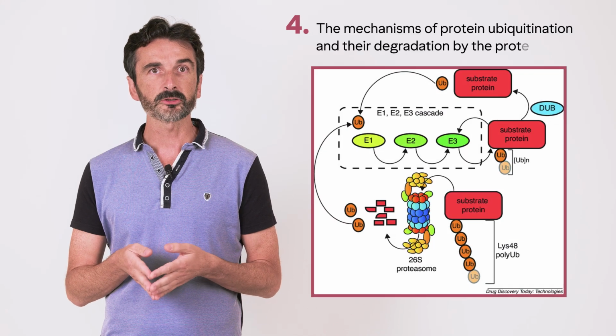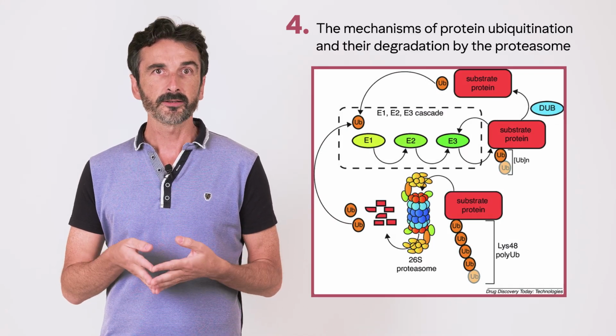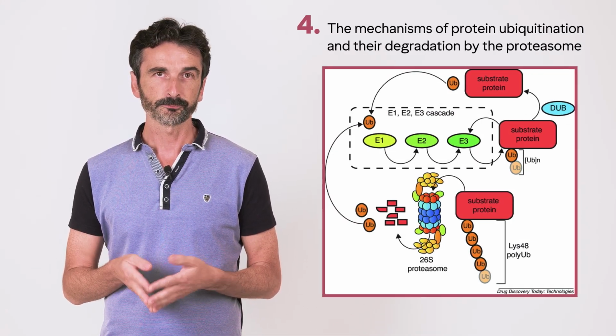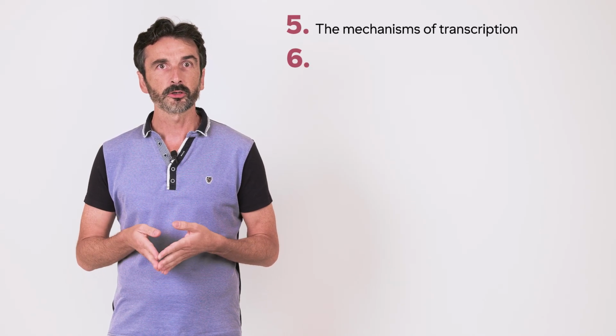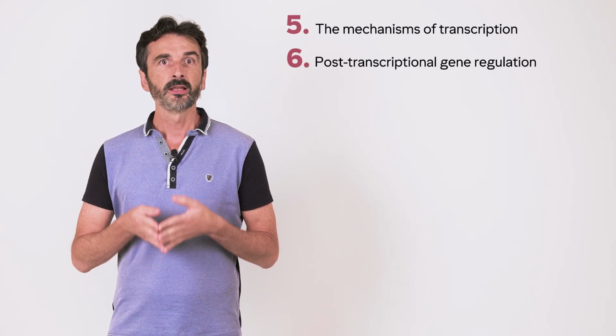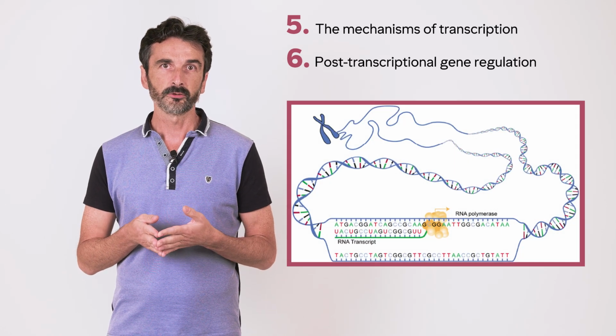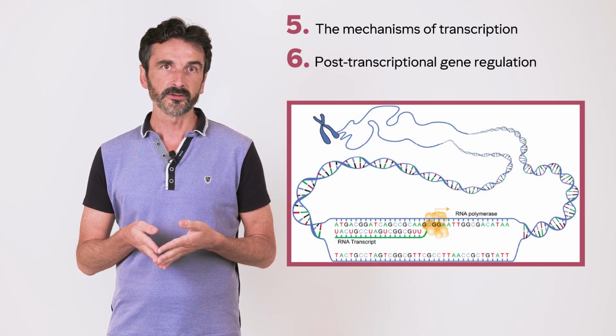In the fourth part of the module, we will explore the mechanisms of protein ubiquitination and their degradation by the proteasome. The fifth and sixth parts of the module treat the mechanisms of transcription and post-transcriptional gene regulation that are fundamental for proper animal development and are often altered in human diseases.